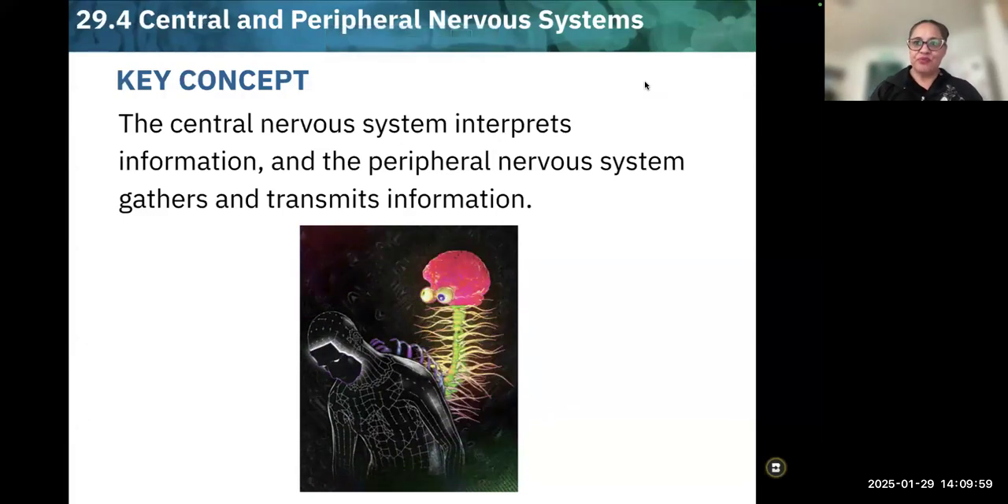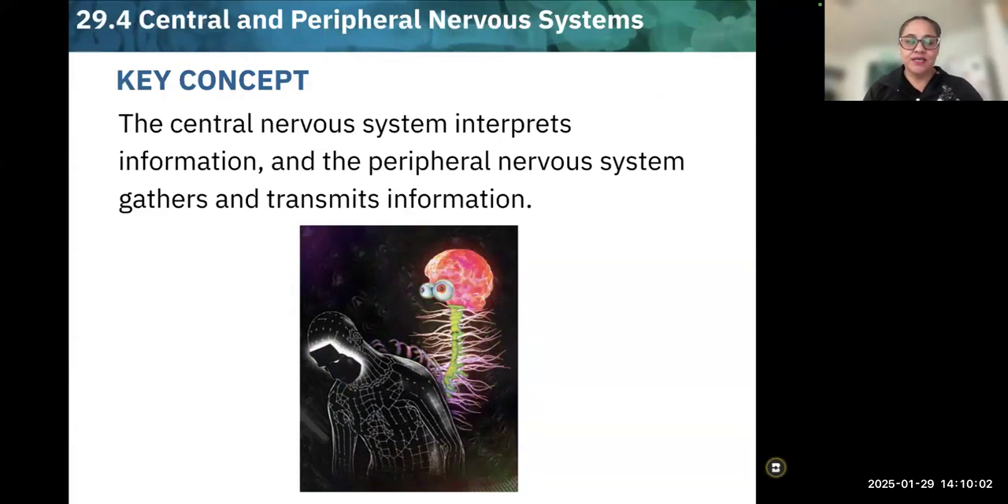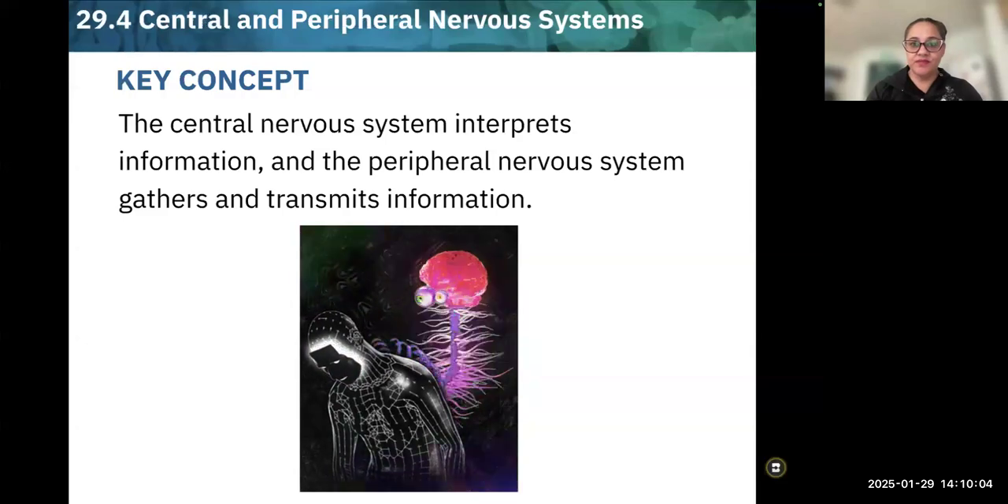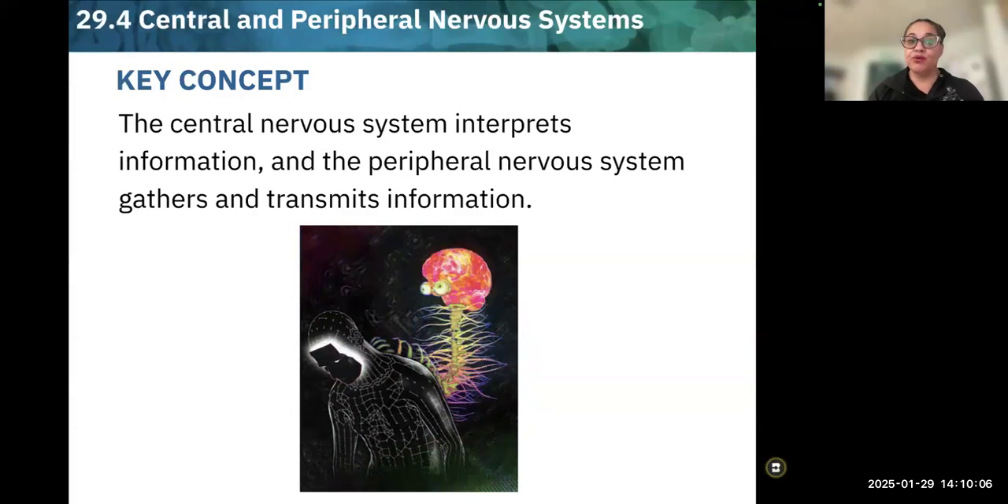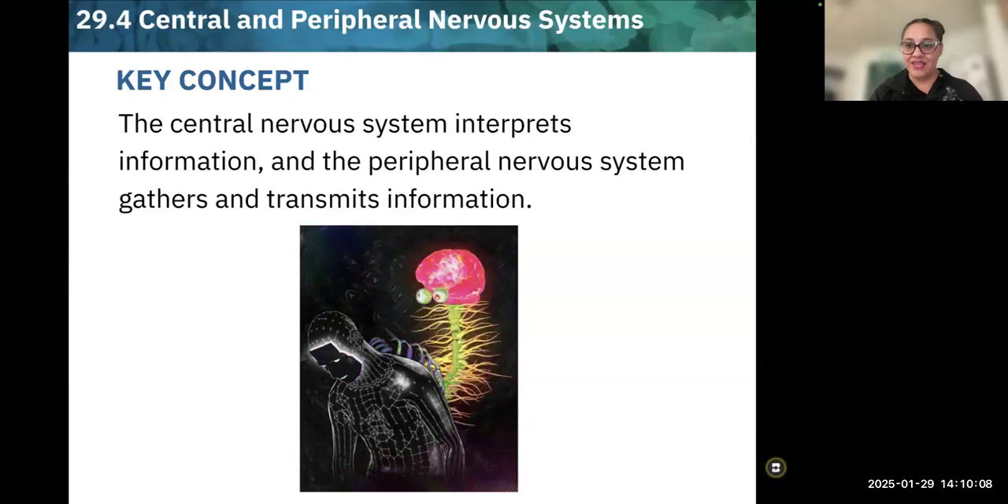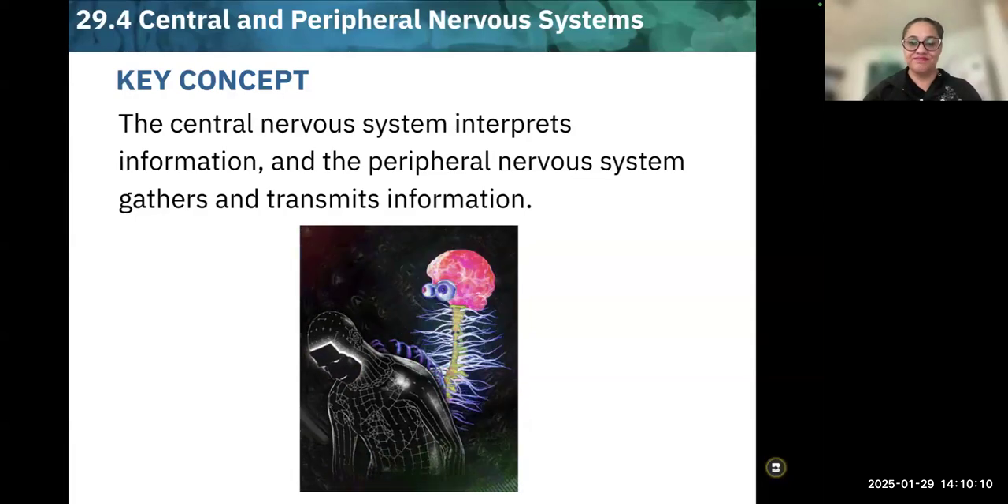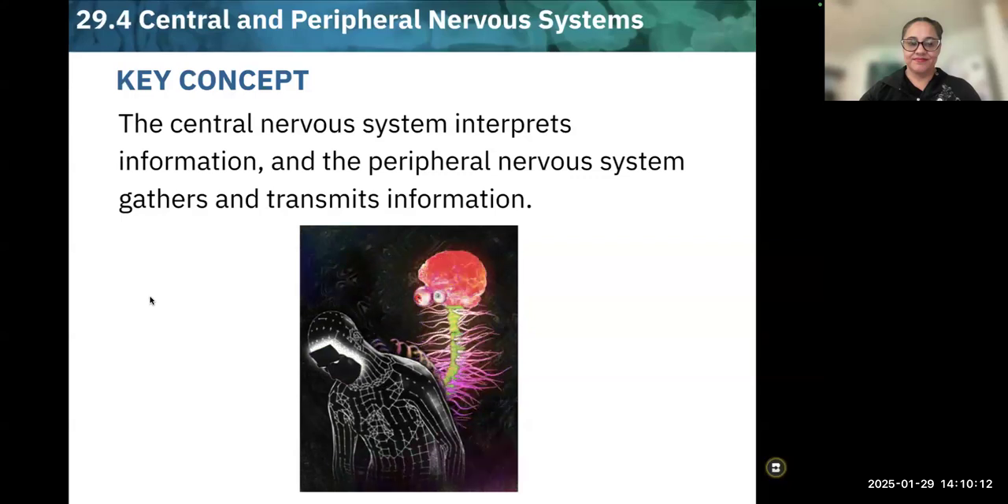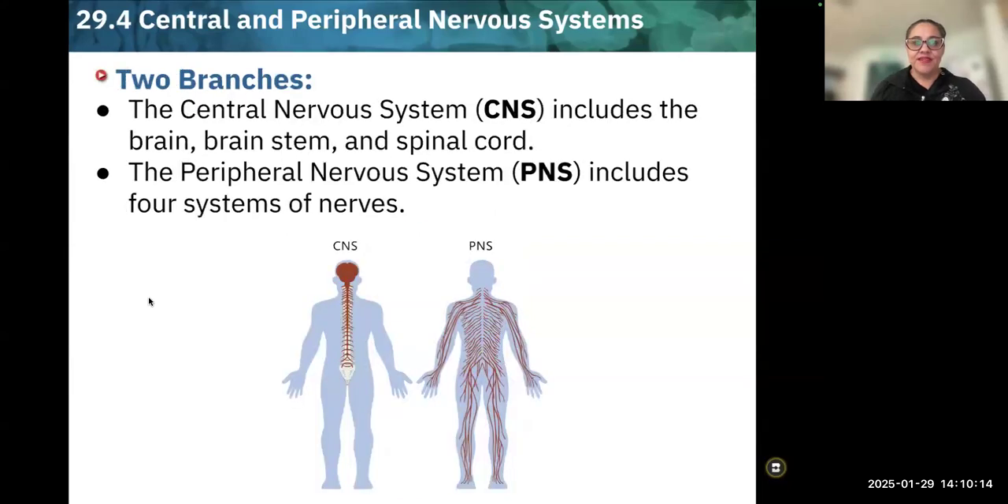Today, we are talking about the different branches of the nervous system. Our key concept is about the central nervous system that interprets information, and the peripheral nervous system gathers and transmits that information. There are two main branches of the nervous system, and then we'll talk about a few sub-branches later.